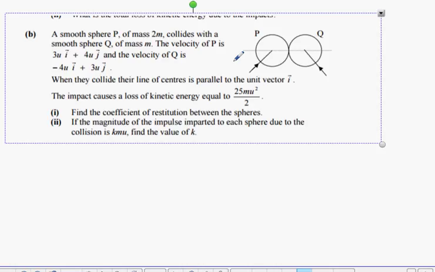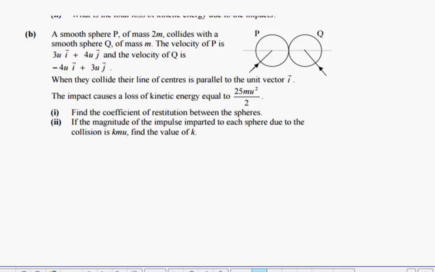2014, 5b. A smooth sphere P of mass 2m has velocity 3ui plus 4uj, and a smooth sphere Q of mass m has velocity minus 4ui plus 3uj. When they collide, their line of centers lines up along the i direction. The impact causes a loss of kinetic energy equal to 25mu squared over 2. Find the coefficient of restitution between the spheres. If the magnitude of the impulse imparted to each sphere due to the collision is k mu, find the value of k.